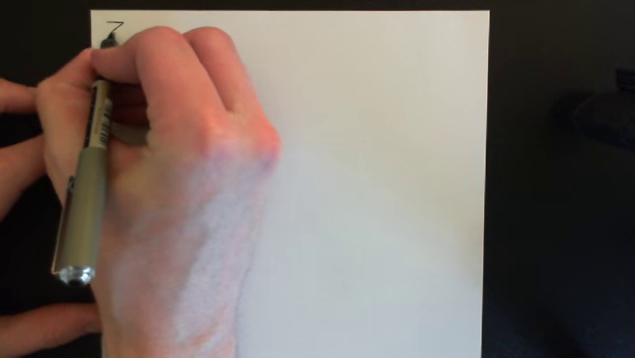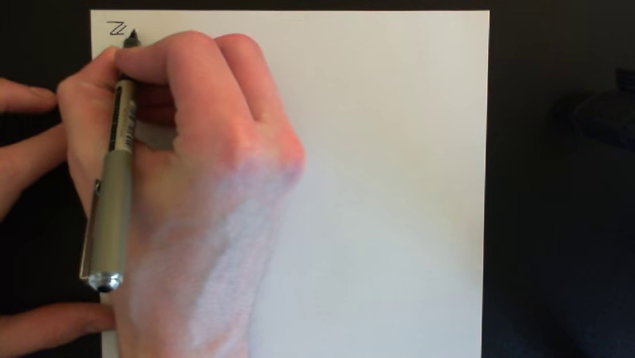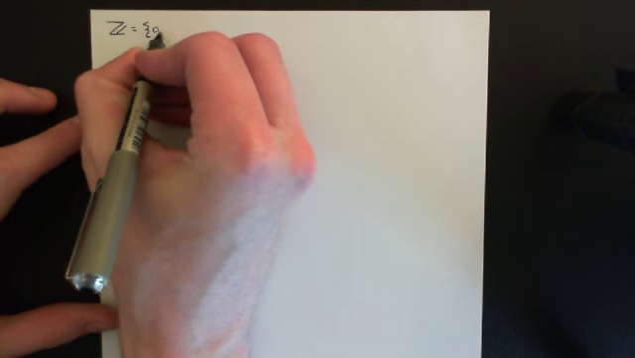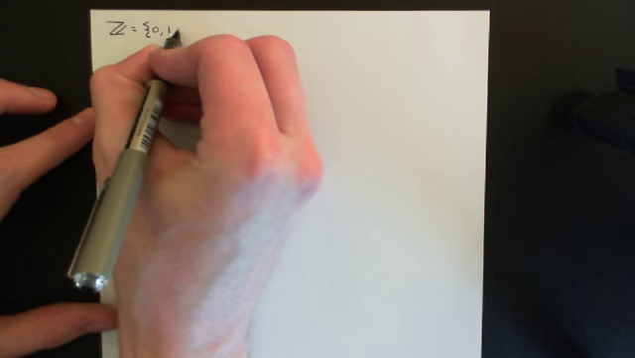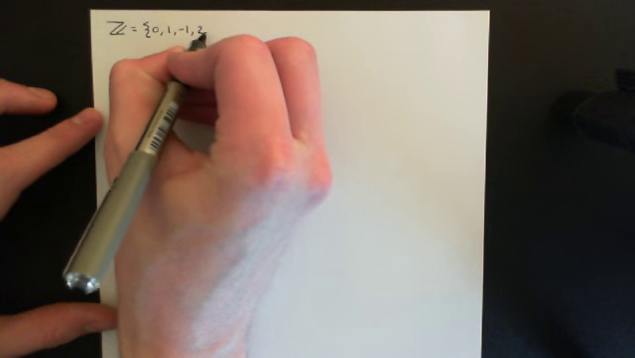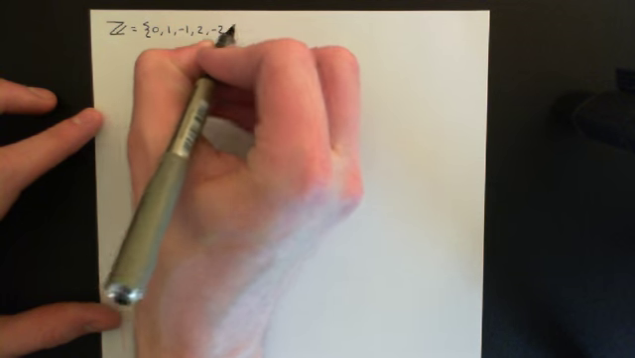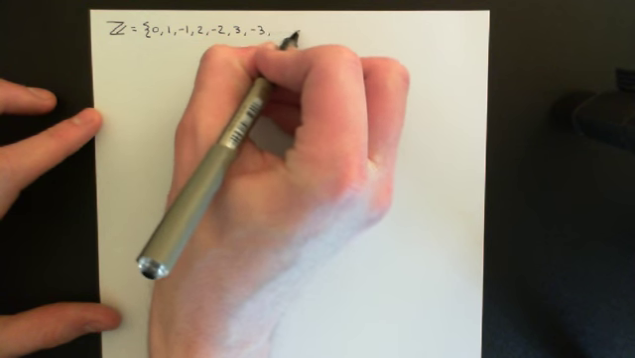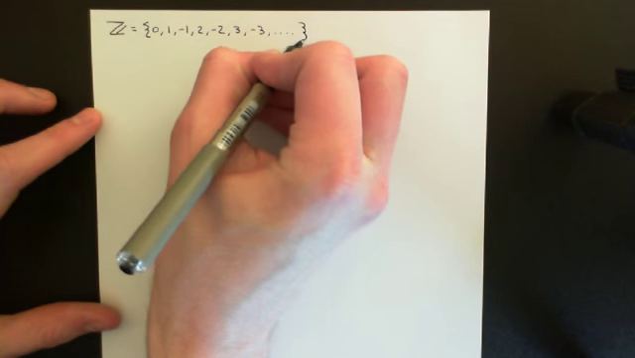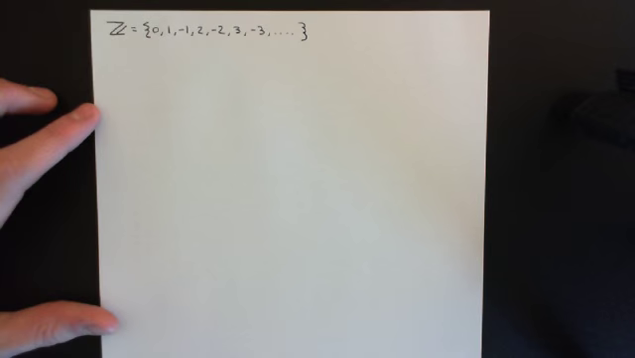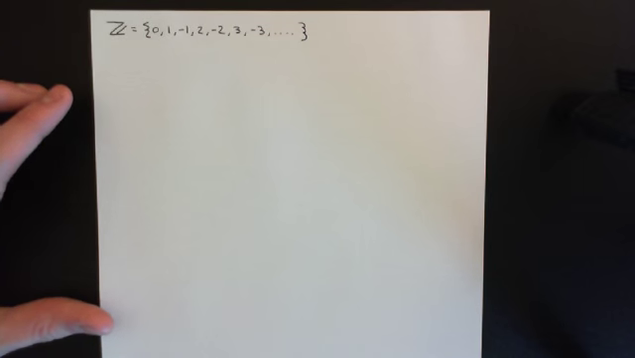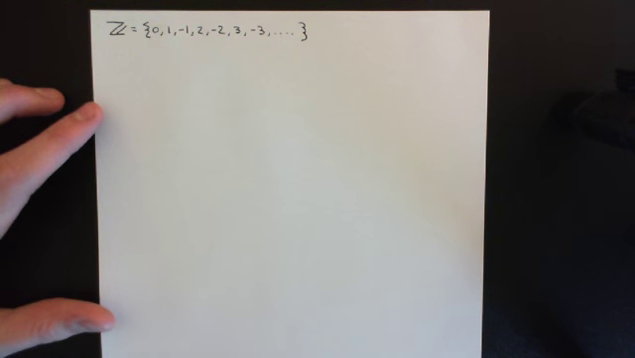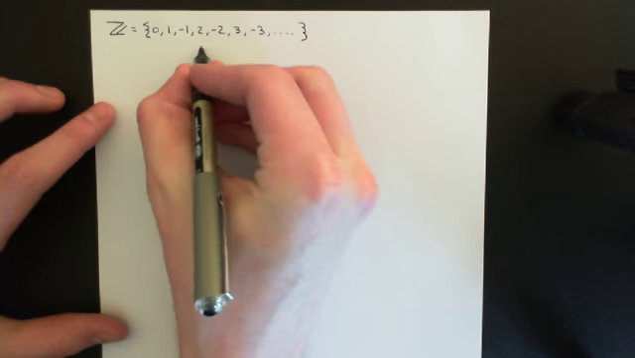The set that underlies the group is just the set of all integers, the set containing all the whole numbers 0, 1, -1, 2, -2, 3, -3, and on it goes. Now to turn this into a group, what we need is the composition law, and the composition law that we're going to be considering is addition.